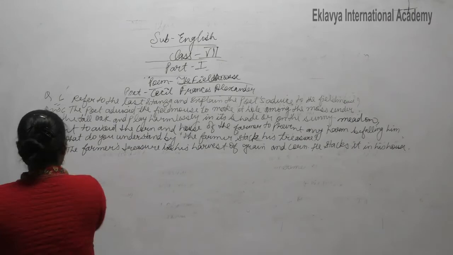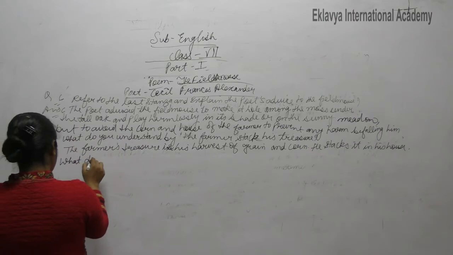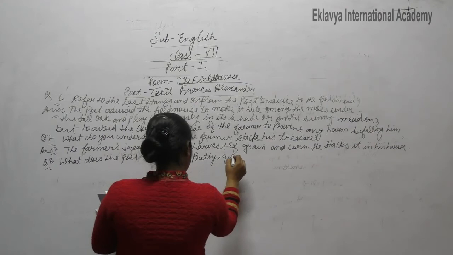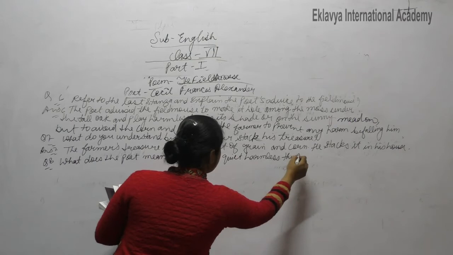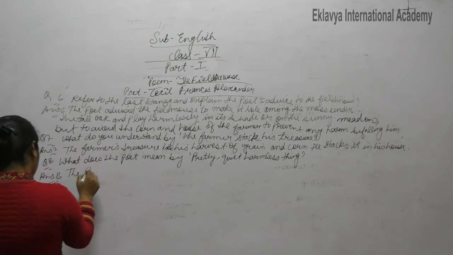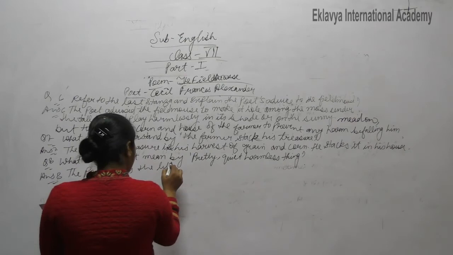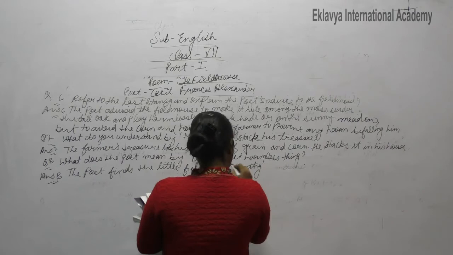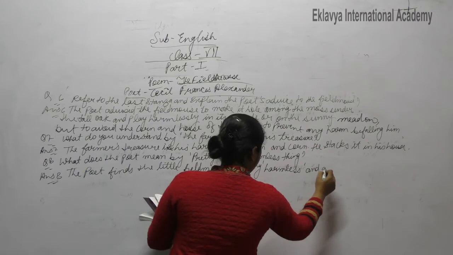Now question number 8 and 9, last. What does the poet mean by pretty, quite harmless thing? The poet finds the little field mouse pretty harmless and quiet.